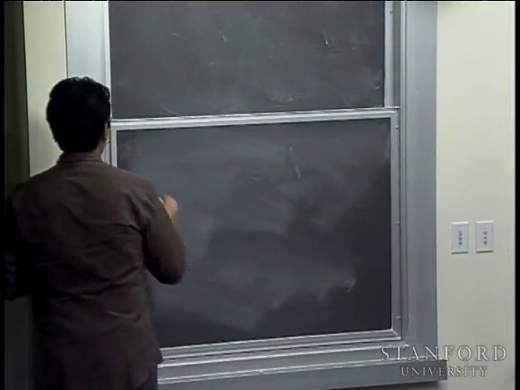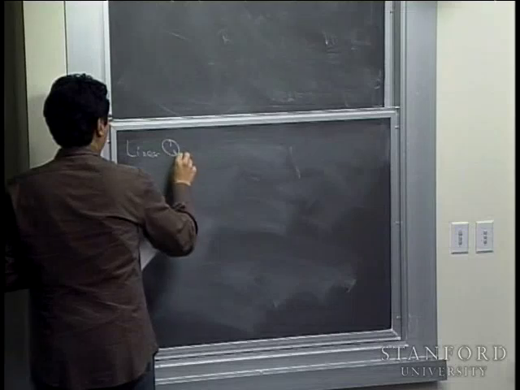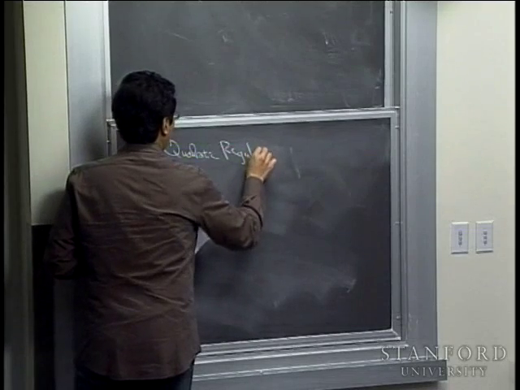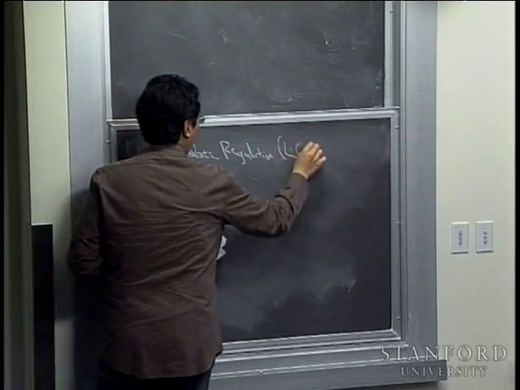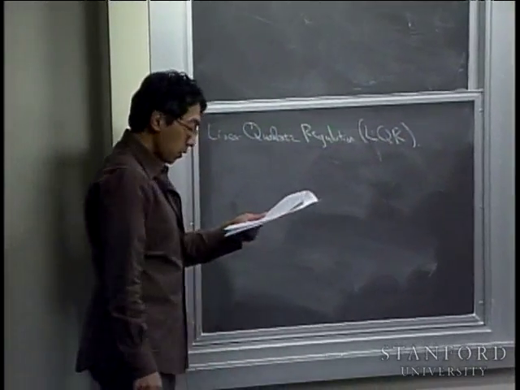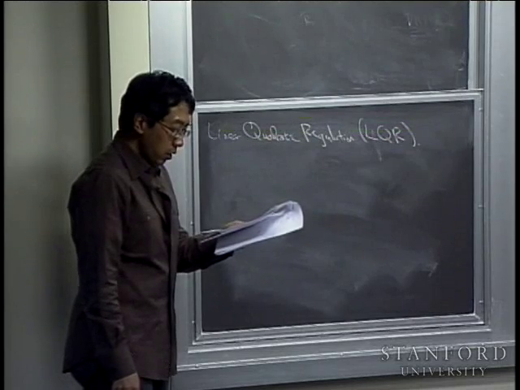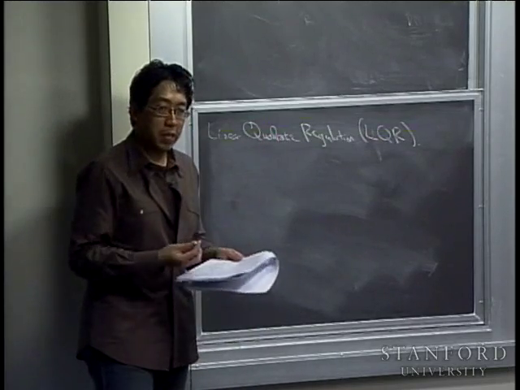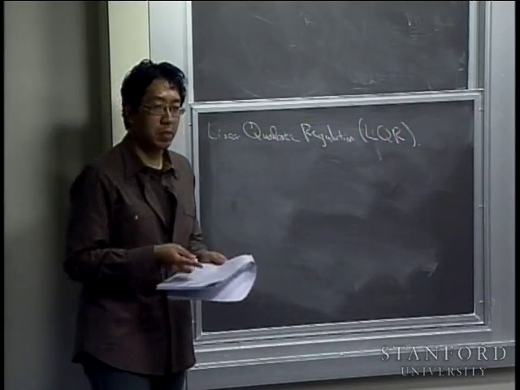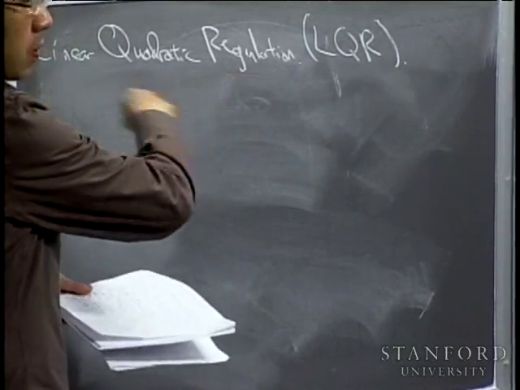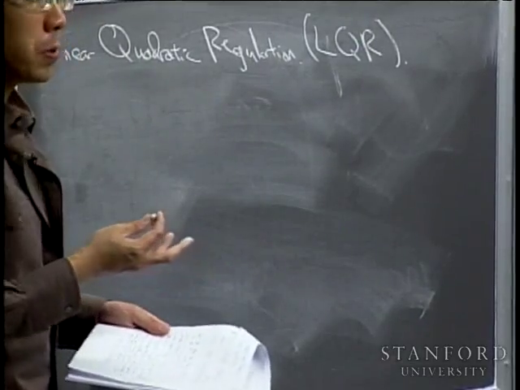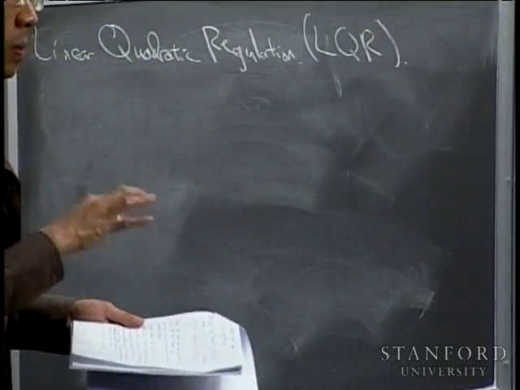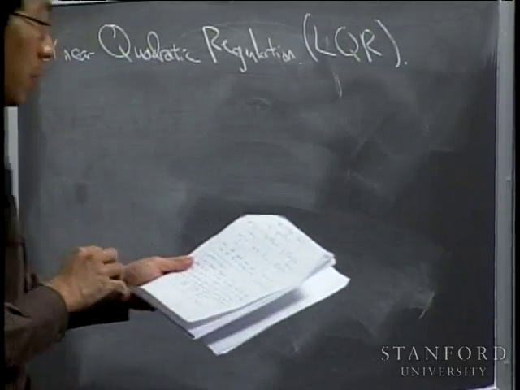So, let's talk about linear quadratic regulation. We just talked about dynamic programming for finite horizon MDP. So just remember that algorithm, because when I come back to talk about an algorithm for solving LQR problems, I'm actually going to use exactly that dynamic programming algorithm that you just saw for finite horizon MDP. So just remember that for now.